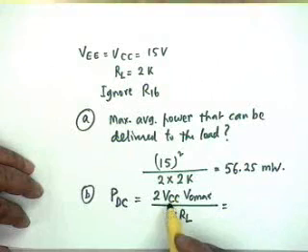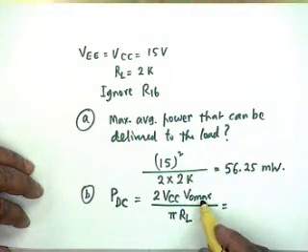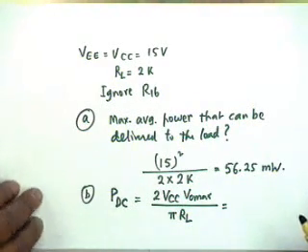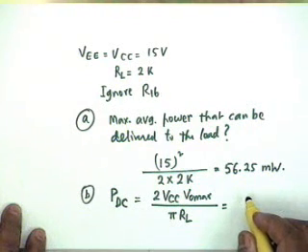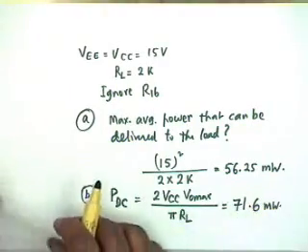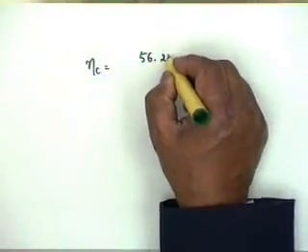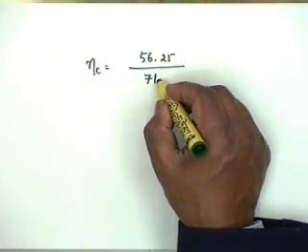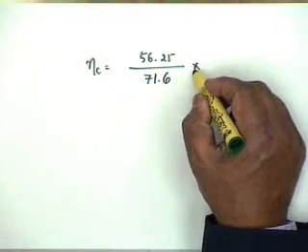Now, we know everything, we know VCC is 15 volt, we know RL, we know VO max. Again, we take either 15 or 14.8. I have taken 15 and it comes out as 71.6 milliwatt. Can you see what the efficiency is? Eta C is therefore 56.25 divided by 71.6 multiplied by 100. Is this a correct figure?